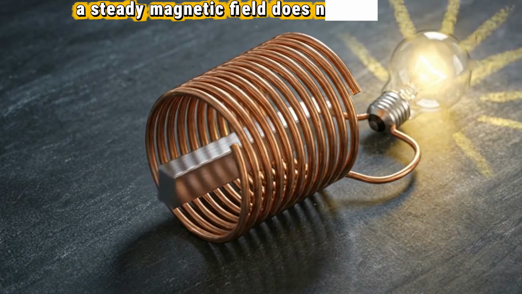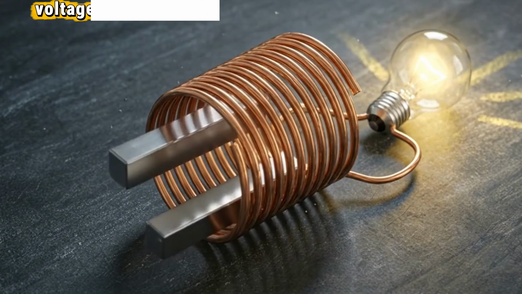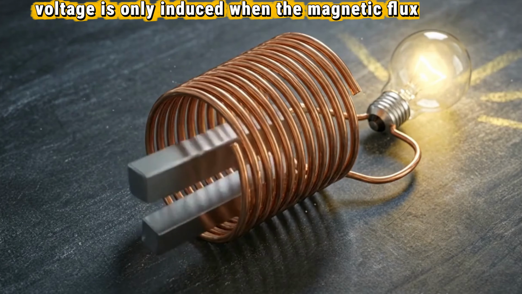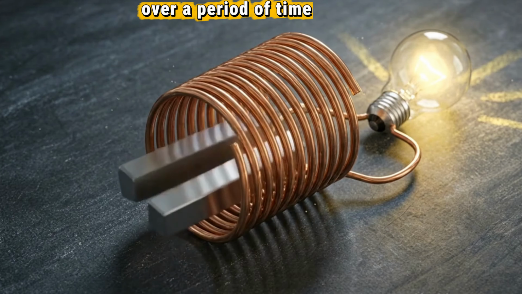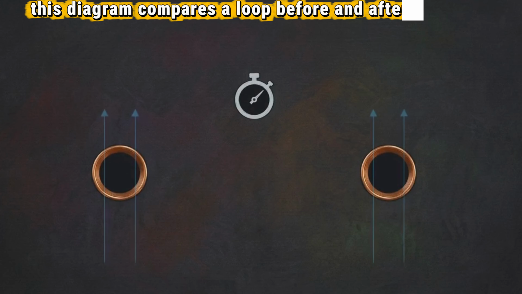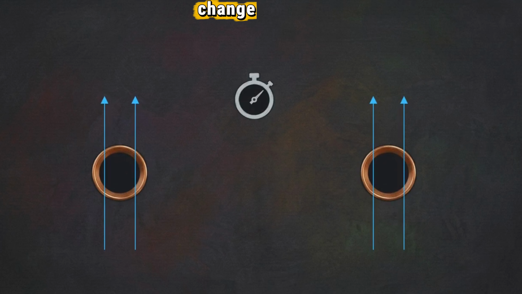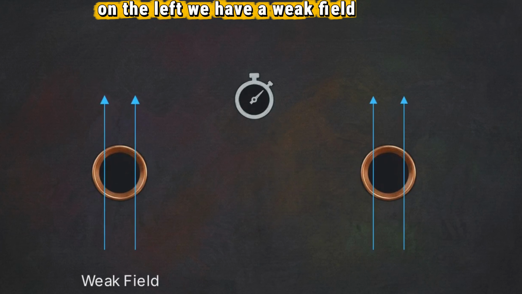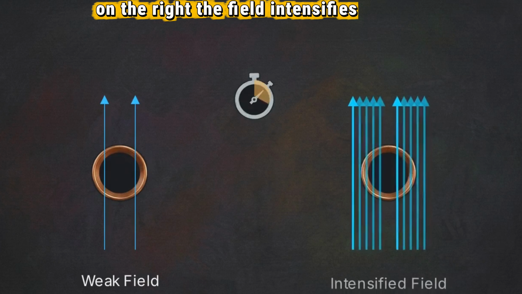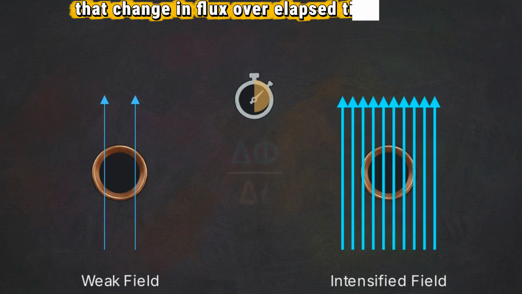Step 2 requires motion. A steady magnetic field does nothing. Voltage is only induced when the magnetic flux changes over a period of time. This diagram compares a loop before and after a change. On the left, we have a weak field. On the right, the field intensifies. That change in flux over elapsed time, delta phi over delta t, is what drives the system.